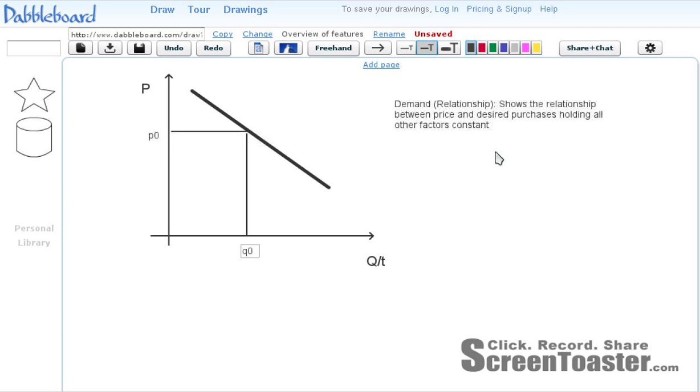Screencast on what is demand, which is our next step in putting all sorts of things in a market on axes. Demand is supposed to be for us the relationship between price and desired purchases, holding all other factors constant. Now, parse that for just a little bit here. We are using the word demand in a slightly different way.